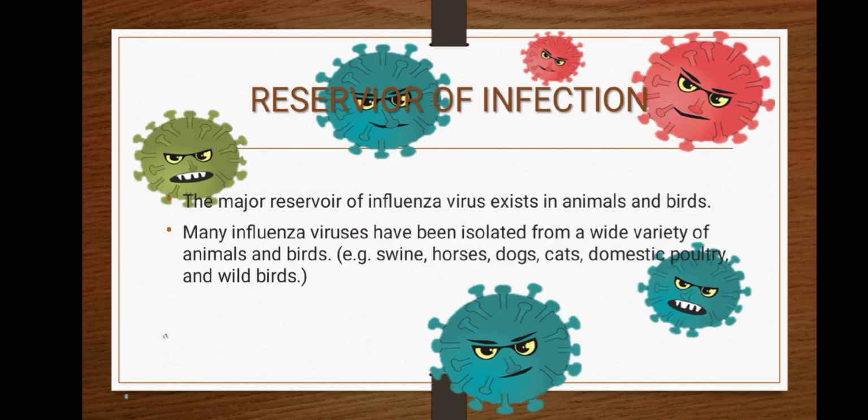Next, the reservoir of infection. The major reservoir of influenza virus exists in animals and birds. Many influenza viruses have been isolated from a wide variety of animals and birds. Example: swine, horses, dogs, cats, domestic poultry, and wild birds. Humans are the primary reservoir. Animal reservoirs are suspected as source of new human subtypes and may occur particularly when people and livestock interact closely.